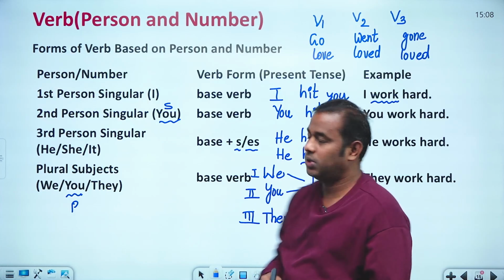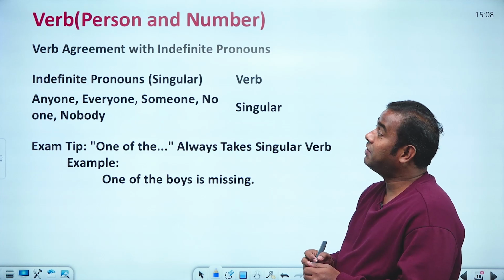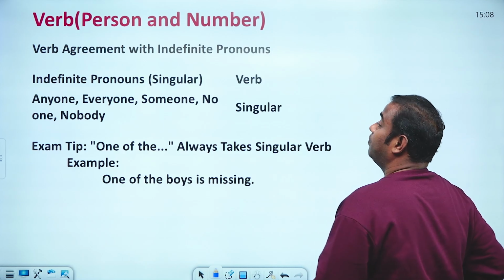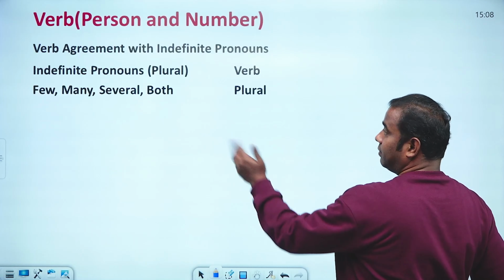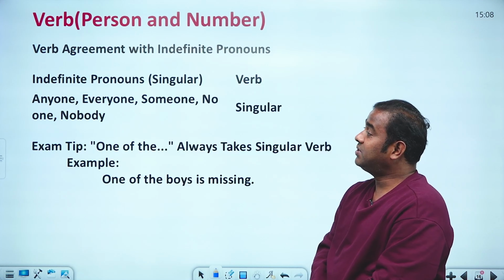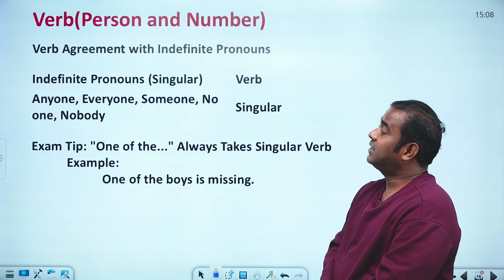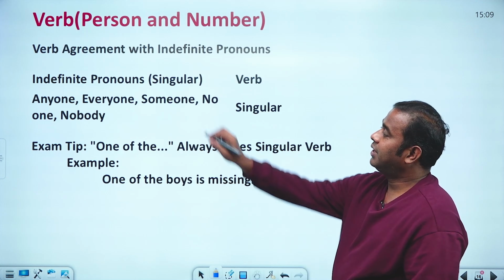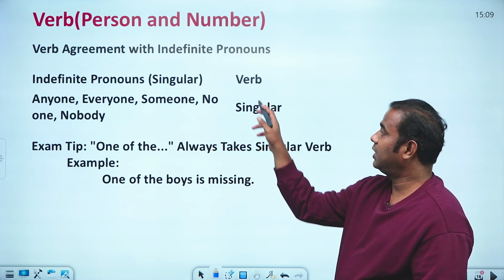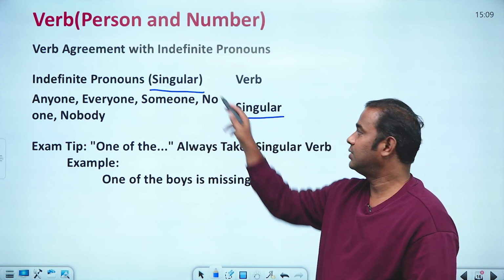Then we have discussed this one. Then verb agreement with indefinite pronouns, both in a singular form and in a plural form. If you look at the singular form, when the verb is with a singular indefinite pronoun, so anyone, everyone, someone, no one, like this, the verb should take only a singular form. Okay, because indefinite pronouns are singular, so the verb should also be singular.